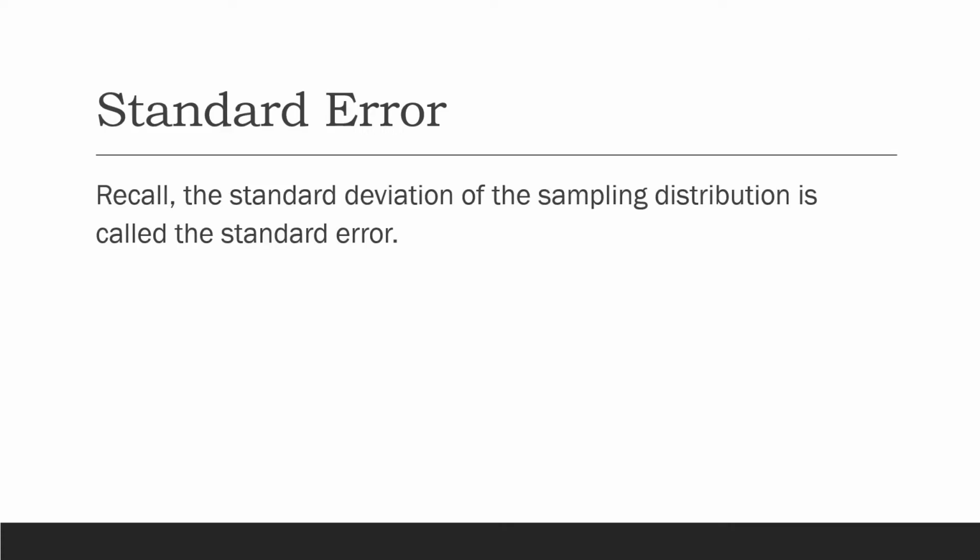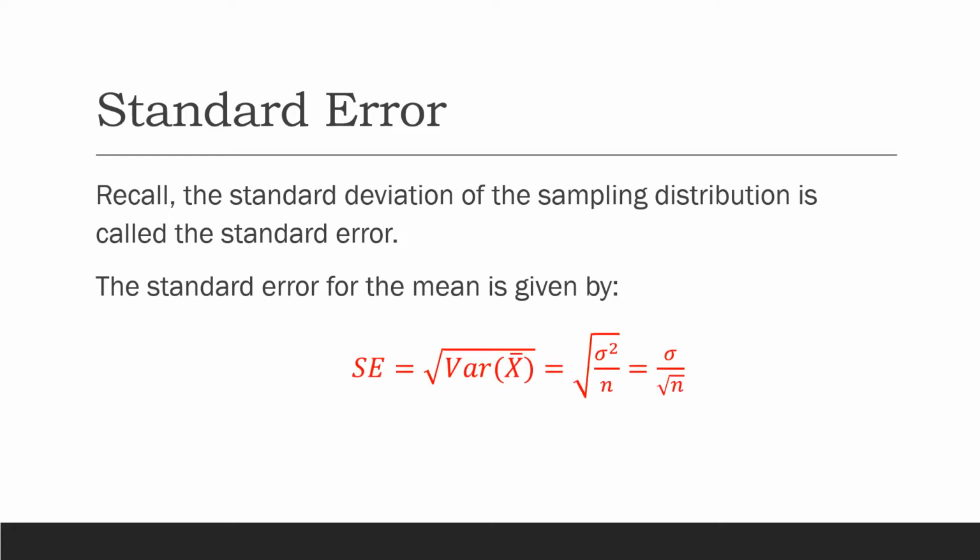Recall that the standard error is what we call the standard deviation of the sampling distribution. That's just a special name for the standard deviation of the sampling distribution. For the sample mean, the standard error equals the square root of the variance of the sample mean, which gives us a standard error of sigma over the square root of n. I did introduce that formula in class earlier in the semester, but without any sort of rationale for it. So this is where it came from.